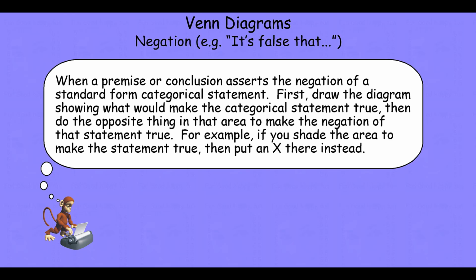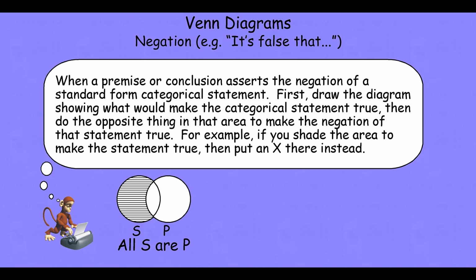What do we do when we have a statement, premise, or a conclusion that says this standard form categorical statement is false? Well, let's say we've got that universal affirmative statement, and our premise actually says that standard form categorical statement has to be false. Then we go, okay, well, in order for that standard form categorical statement to be true, there can't be anything in this area here, in area 1. Nothing can be an S that isn't a P. All the S's, if there are any, they have to be over here. This area has to be empty. That's what has to be true at minimum for our universal affirmative statement to be true.